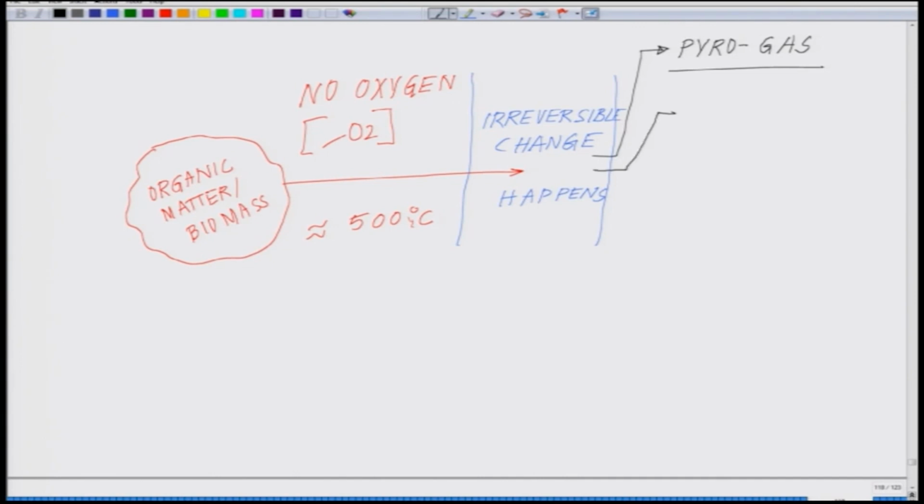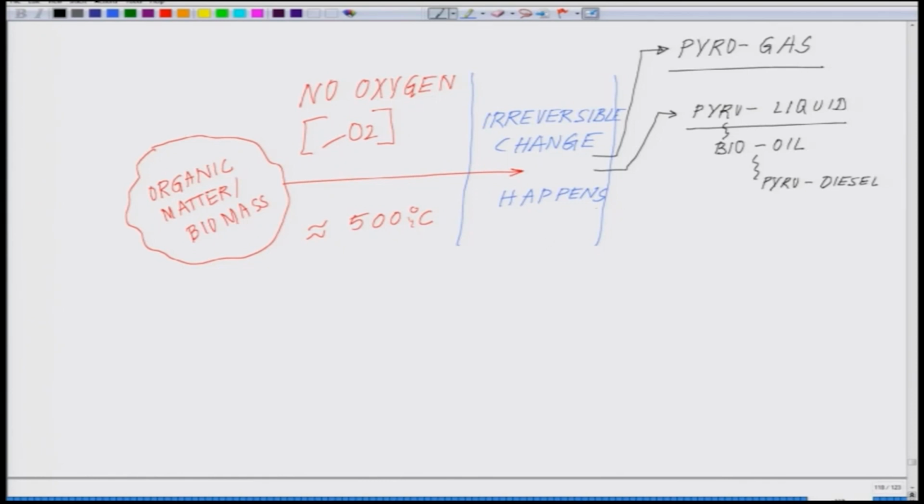It generates something called pyroliquids. The pyro is the word which is used because this is generated through the pyrolysis process, and it is also commonly called bio oil, and you can call it even pyrodiesel, but that is kind of the tricky way to achieve that feat.